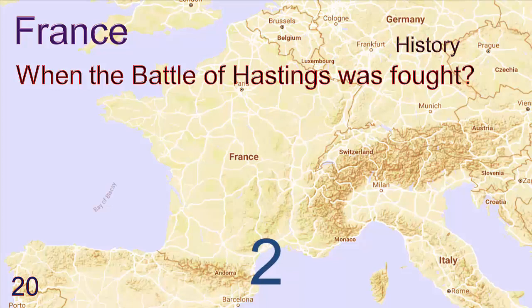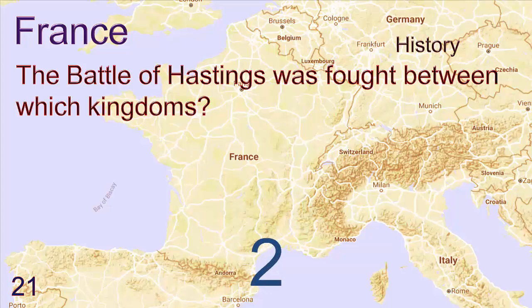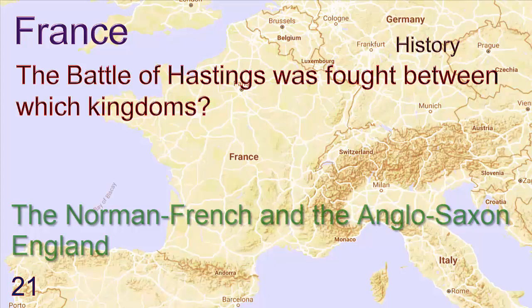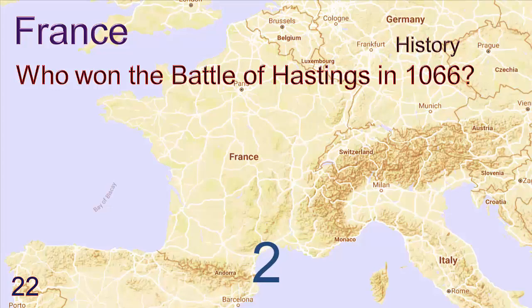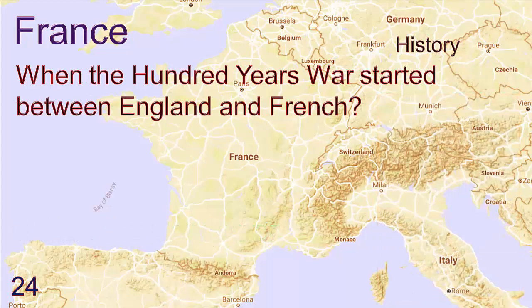When was the Battle of Hastings fought? 14th October 1066. The Battle of Hastings was fought between which kingdoms? The Norman French and Anglo-Saxon England. Who won the Battle of Hastings in 1066? The Norman French. Who was the ruler of the Norman French at the time? William the Conqueror.